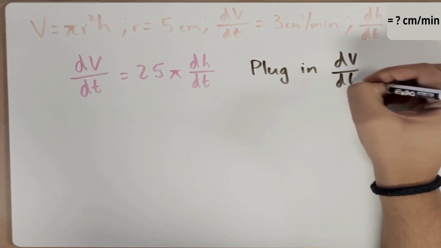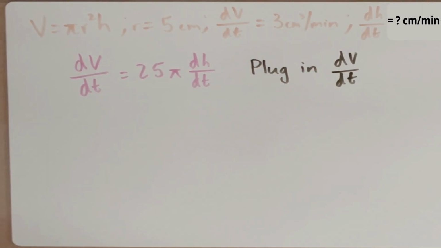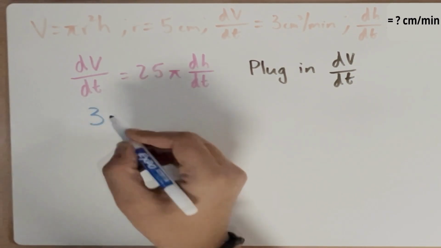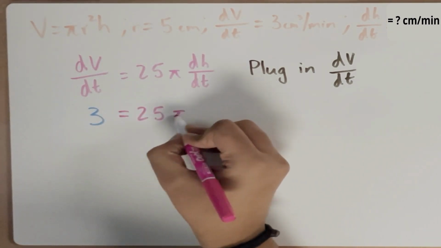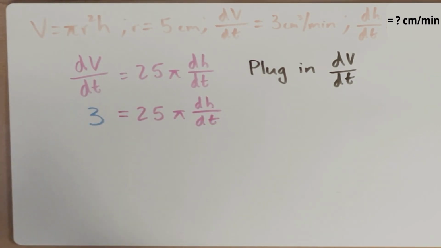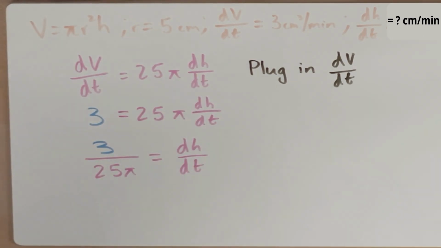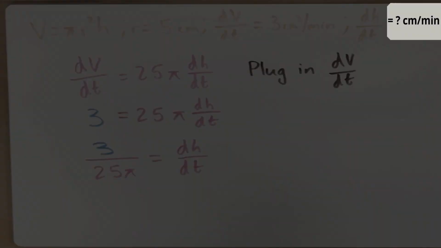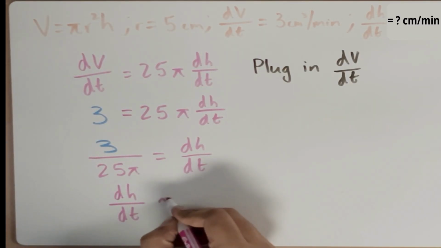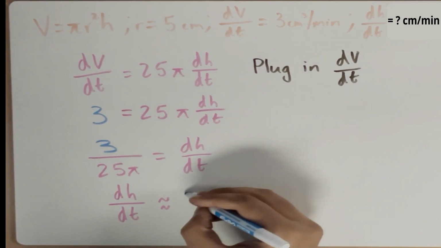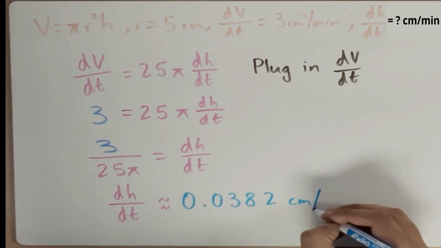From here, we can then plug in dV/dt. dV/dt is given in the problem to be 3 cm cubed per minute, allowing our equation to be 3 is equal to 25 pi dh/dt. Doing some simple algebra, we get 3 over 25 pi is equal to dh/dt. And furthermore, simplifying this gets us dh/dt is approximately 0.0382 centimeters per minute.